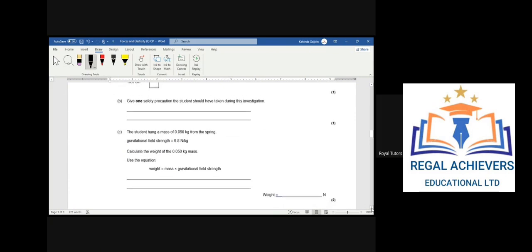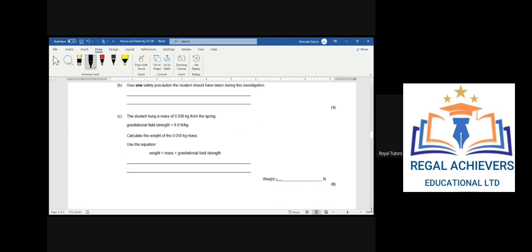They say the student hung a mass of 0.050 kilogram from the spring, and we are given the gravitational field strength to be 9.8 Newton per kilogram. You have to calculate the weight of the 0.050 kilogram mass. You have already been given the equation, and all you need to do is put in the values. From the information given, we have been given the mass, and we have also been given the gravitational field strength. So all you need to do is multiply. Your weight equals your mass, which is 0.050, multiplied by the gravitational field strength, which is what?